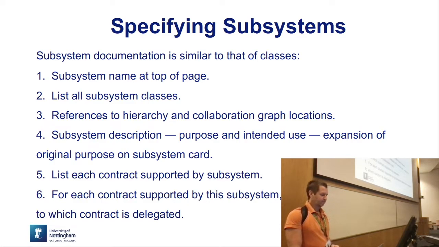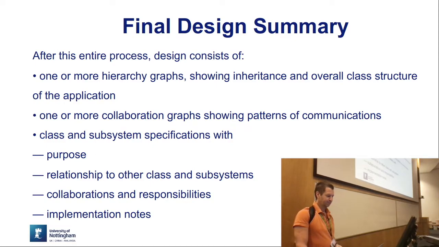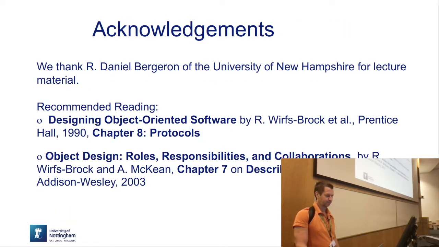The subsystem specification is almost identical, right? Because subsystems can just be abstract classes. And then we have a set of diagrams, the set of descriptions for each class, the set of descriptions for each subsystem, and that's basically it.